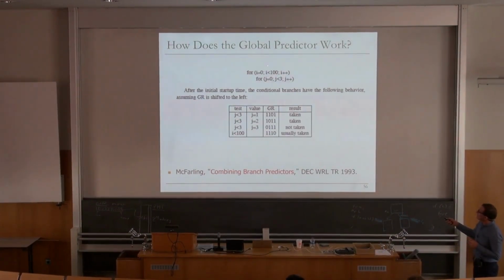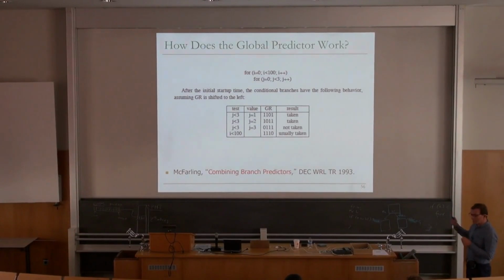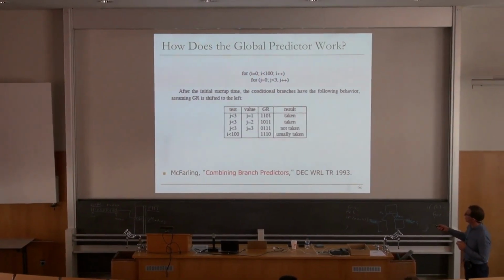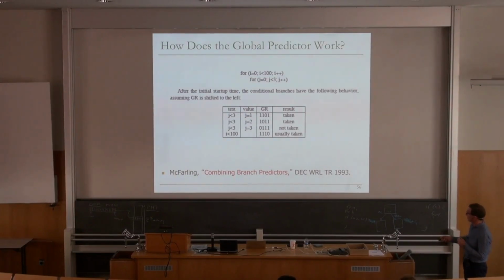Basically, assume that you have these 2 loops. This is iterating for 100 times, this is iterating for 3 times. This is going through the simulation of what your global register, they call it global register, it's global history register in my terminology over here. What would happen? So let's assume we're here.